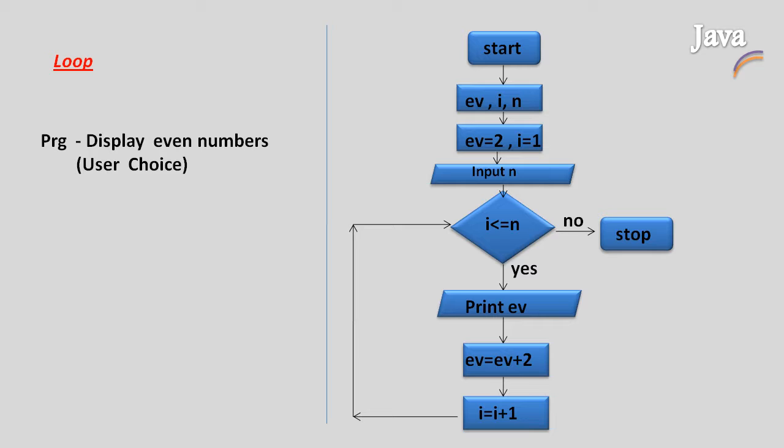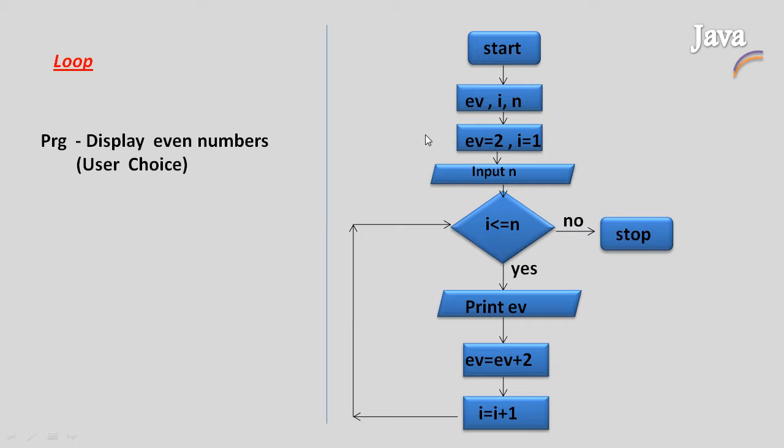So when you have to display the values according to your will, such type of programs are known as user choice. So this is the program to display even numbers according to the user choice. Now for that I have to take one extra variable. If you see in the flowchart, I have taken one extra variable with EV, I have taken one more variable n, and in this n variable I am going to input the user's choice.